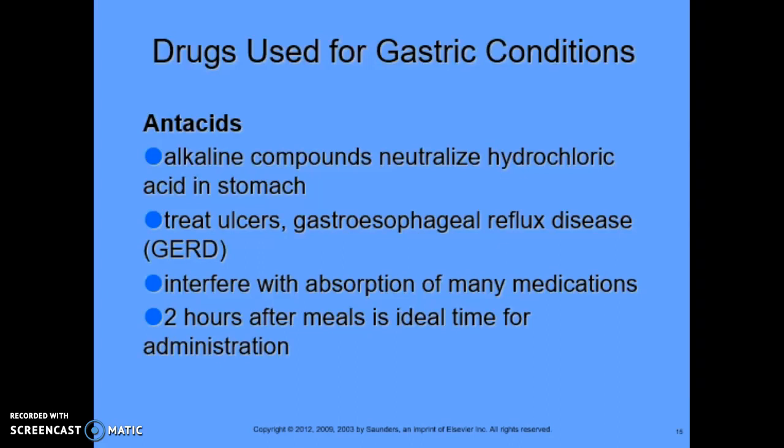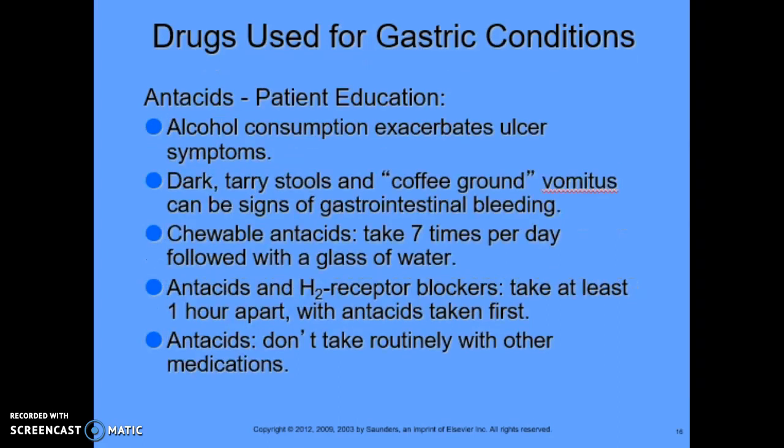Antacids should be taken about 7 times per day typically, and when taking chewable antacids, it's recommended to take them with a glass of water. When we're educating the patient, we need to let them know that alcohol consumption exacerbates ulcer symptoms, and that dark tarry stools or coffee brown stools can be signs of gastrointestinal bleeding. Chewable antacids, like we just said, should be taken 7 times per day, followed with a glass of water.